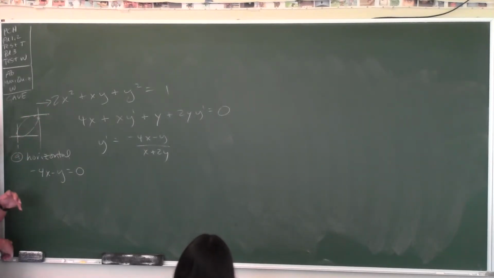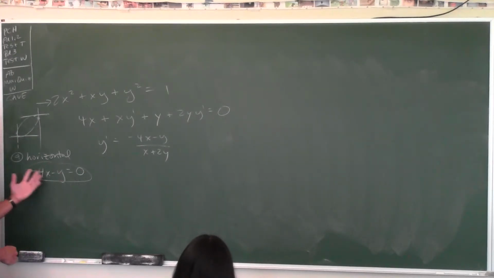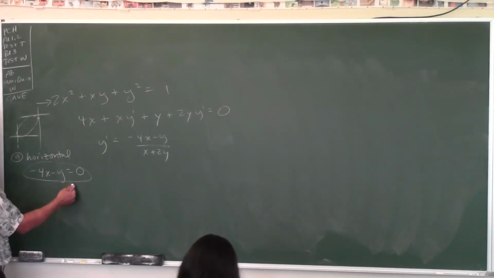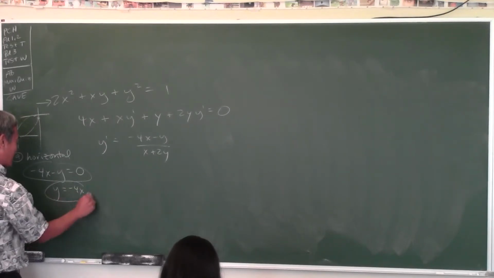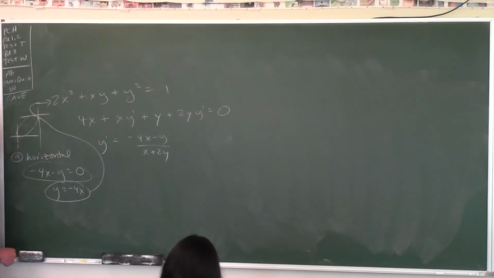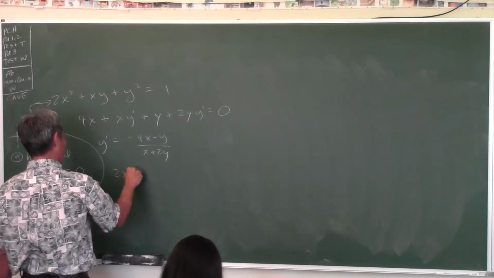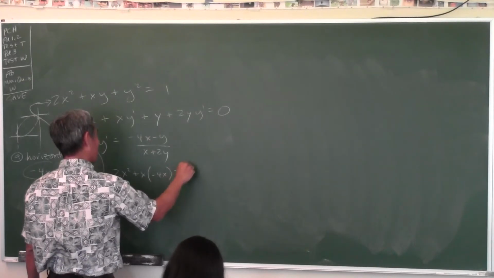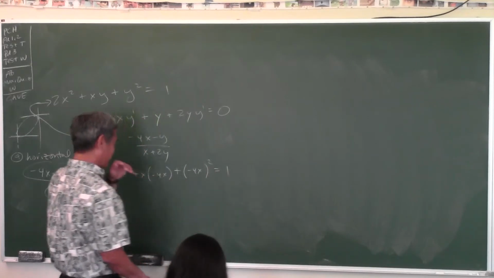Plug it in. Yeah, substitution. So what you have to do is solve for y or x in this equation and plug it in down here. Now which variable is easier to solve for in this equation? Y. Yeah, so y equals negative 4x. Take that and plug it back into the original equation. So let's do that. 2x squared plus xy, but y is equal to negative 4x, plus y squared, but y is negative 4x, equals 1.